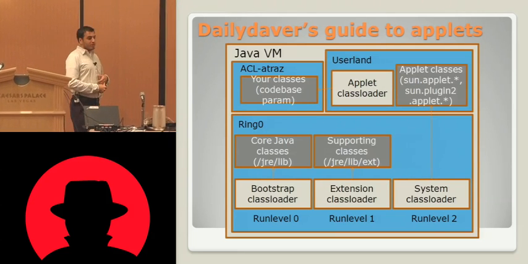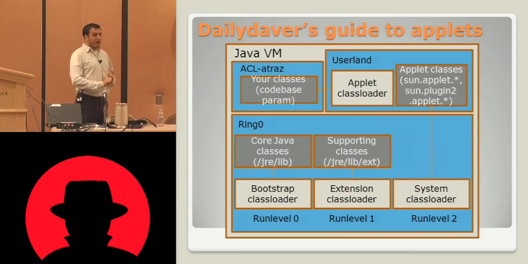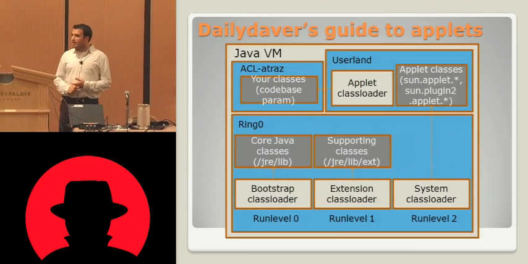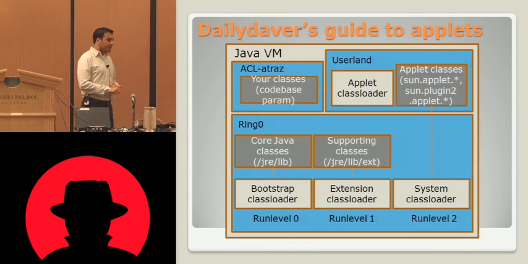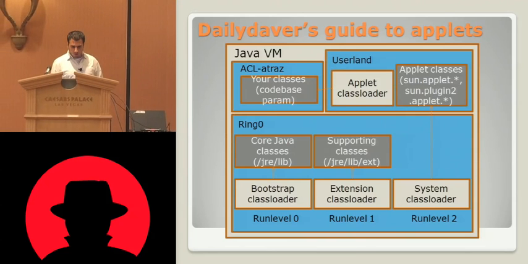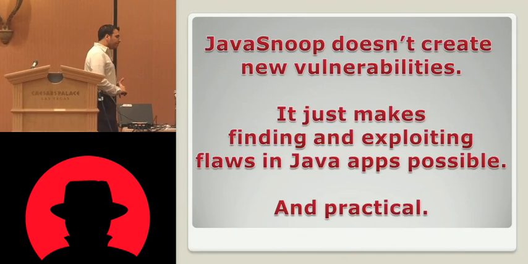So this is why we turn off Java security. And I'm sorry about that. I wish there was another way to do it, but we have to turn off Java security. It's not like I took a shortcut. So I really can't stress that enough. You cannot browse anywhere else while you're running JavaSnoop. Talked about that.